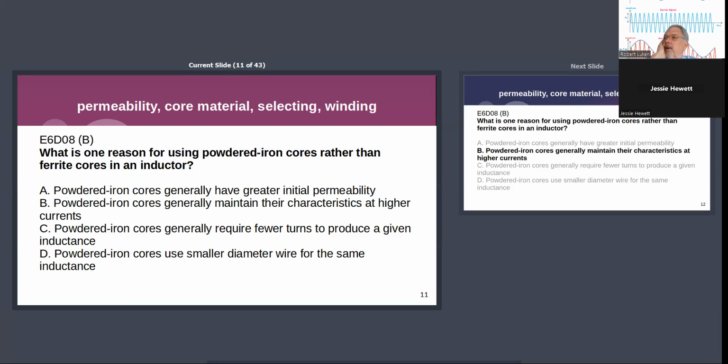So why would you use a powdered iron core rather than a ferrite? Higher current.